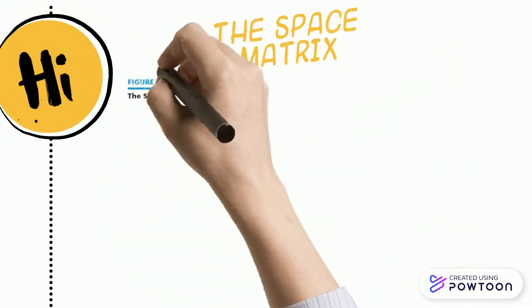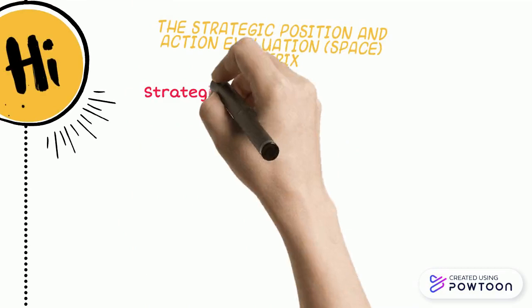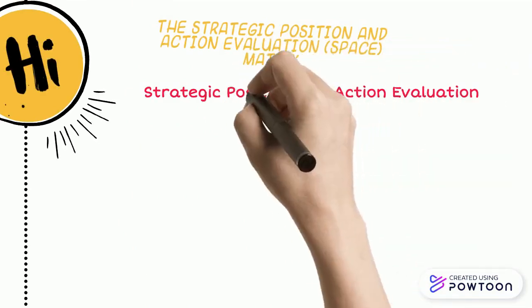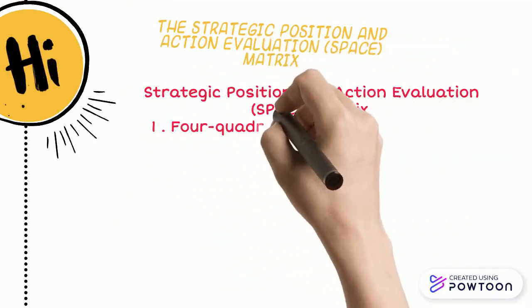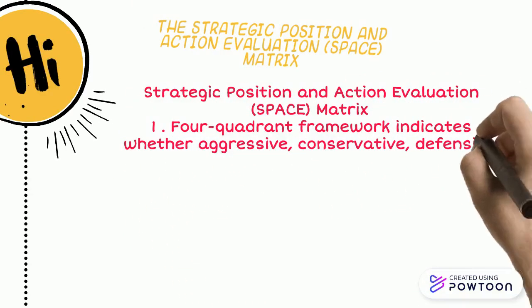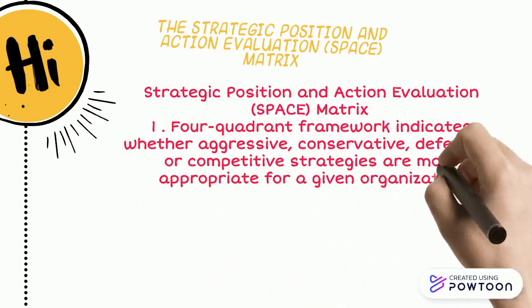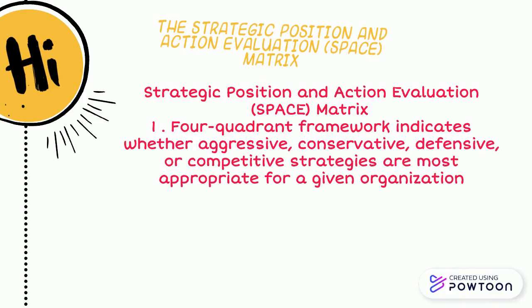The SPACE matrix has 4 compartments: conservative, aggressive, defensive, and competitive. The Strategic Position and Action Evaluation (SPACE) matrix. First, the 4-quadrant framework indicates whether aggressive, conservative, defensive, or competitive strategies are most appropriate for a given organization.